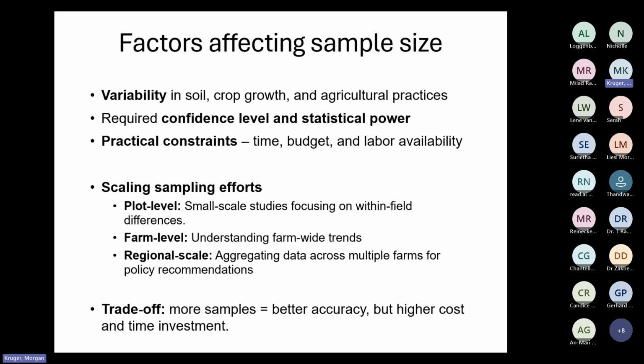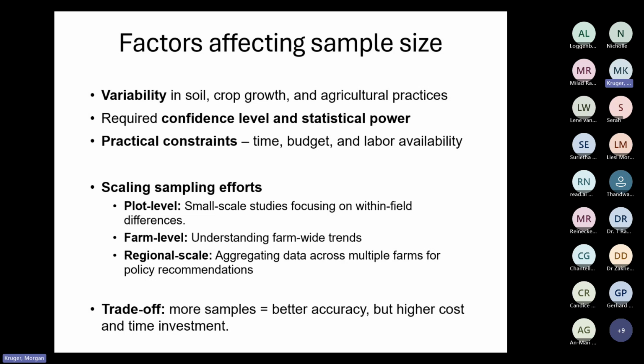So the right balance depends on the field size, the crop or soil variability, practical constraints, and I guess also the research question involved. So generally, if a field is highly variable, we need more samples to capture that diversity. So more samples may be needed to accurately represent field conditions. A highly variable field may require stratified sampling to ensure that all zones are representative. And I'll discuss this stratified sampling a little later on.